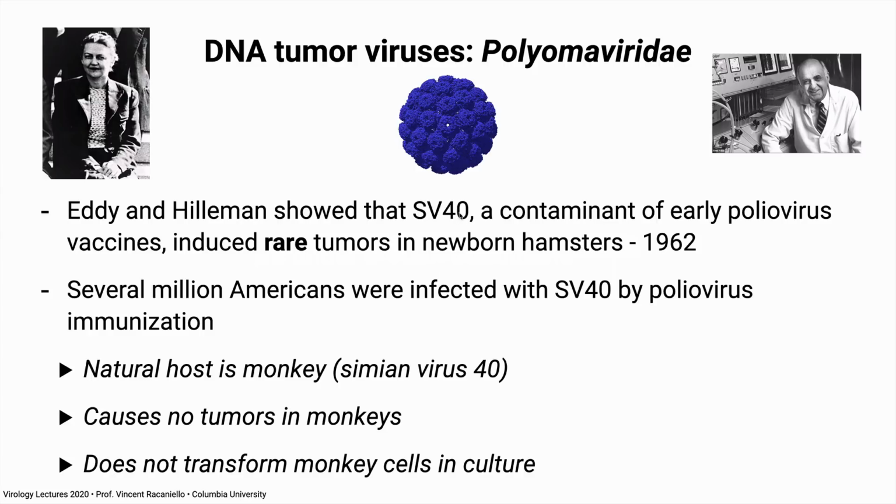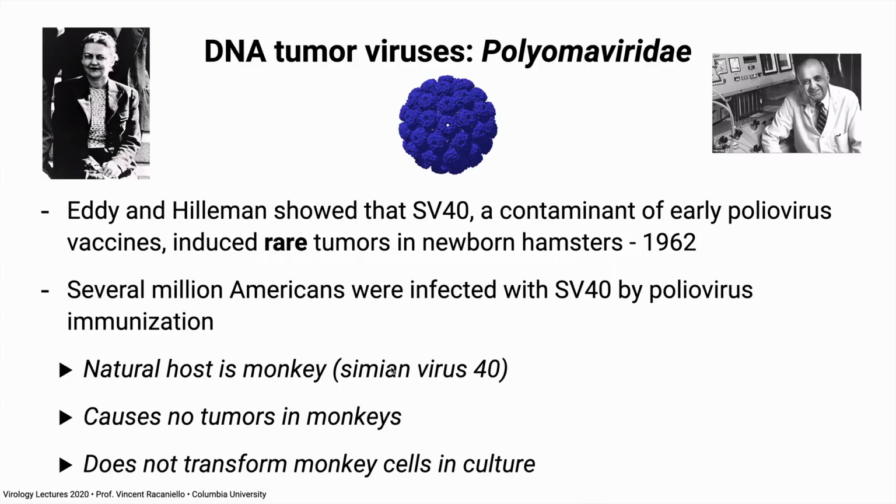SV40 stands for simian virus 40. We use monkey kidney cells to grow poliovirus vaccines. And in the early days, we didn't realize that you had to check for other viruses, and some of the early lots had this contaminant SV40, but this causes rare tumors in newborn hamsters. They showed this in 1962. And in fact, several million Americans were infected with this virus, along with poliovirus. If you look into the literature, you'll see claims that this causes tumors, but I don't think it does. I don't think the data are correct. I don't think it does anything in people.